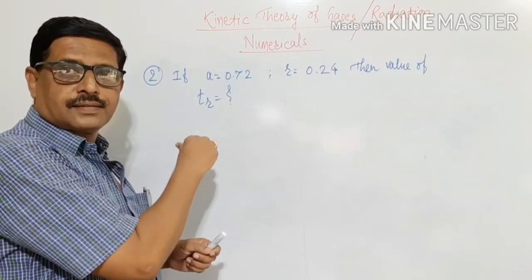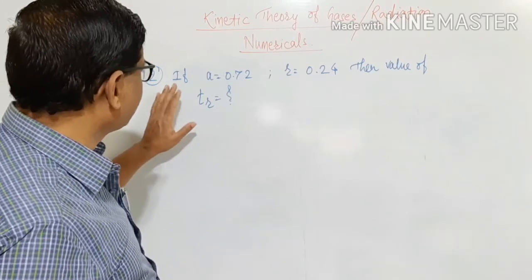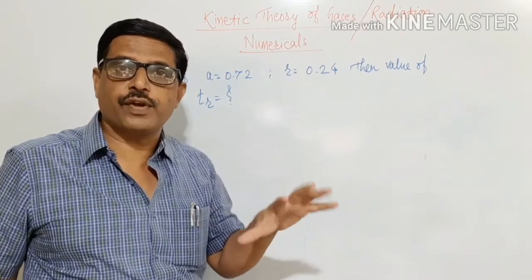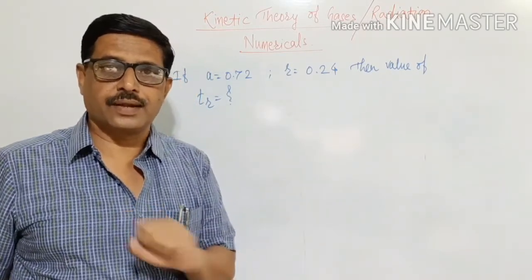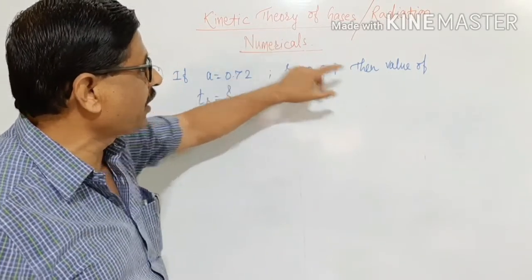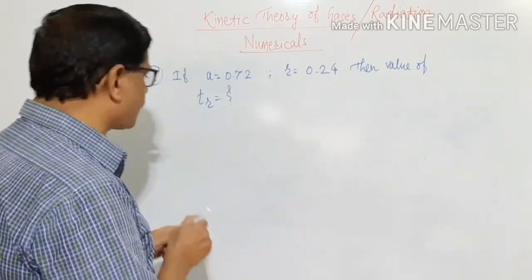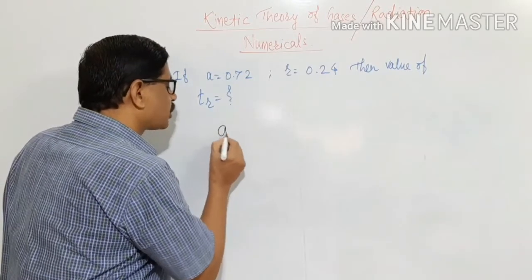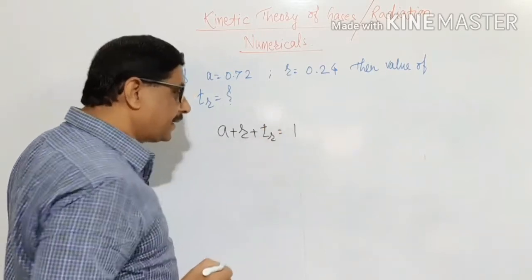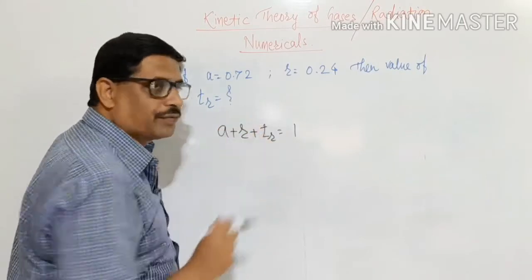This is the second numerical, in which it is given that A is the coefficient of absorption of a body. It comes in radiation. R is the coefficient of reflection of a body, then find the value of coefficient of transmission. Coefficient of absorption, coefficient of reflection, and coefficient of transmission of the radiant heat are related to each other by A plus R plus T equal to 1.